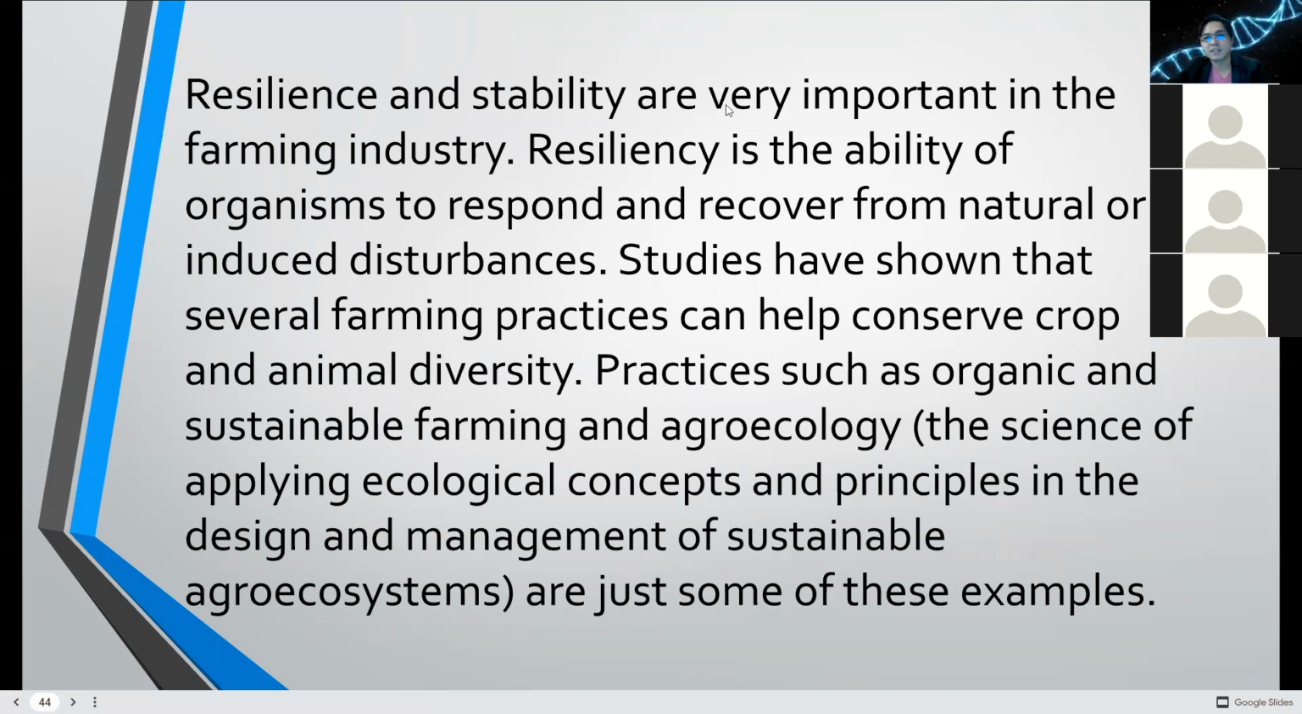Okay? Resilience and stability are very important in the farming industry. Okay? When it comes to resiliency, this is the ability of organisms to respond and recover from the natural or induced disturbances. Meaning to say, we conserve. These are conservatories. Okay? Studies have shown that several farming practices can help conserve crop and animal diversity. Practices such as organic and sustainable farming and agroecology, the science of applying ecological concepts and principles in the design of management of sustainable agroecosystems, are just some of these examples.